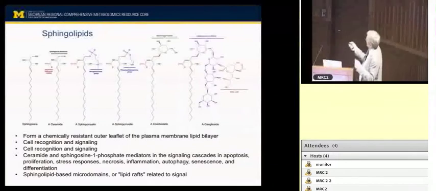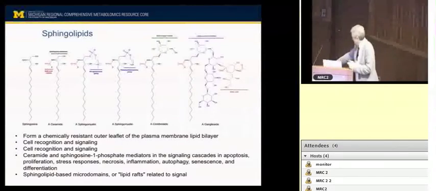These compounds are actually parts of the outer leaflet of the plasma membrane. They're important for cell recognition and cell signaling. So the ceramides and the sphingosine 1-phosphate are known mediators in signaling cascades. They're associated with apoptosis. Ceramides are, quote, bad. They cause inflammation and things like that. So measuring these things in relative abundance or relative release can provide some insight into different biological processes that are going on.